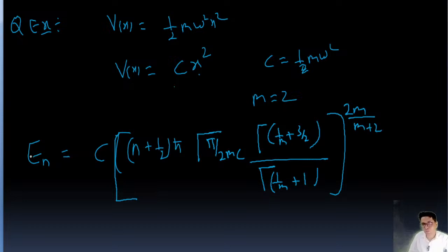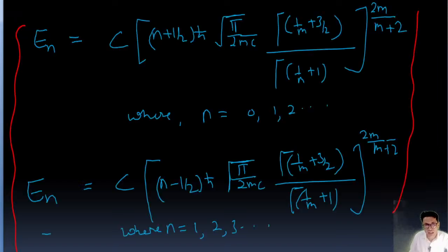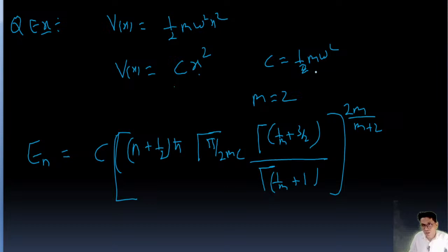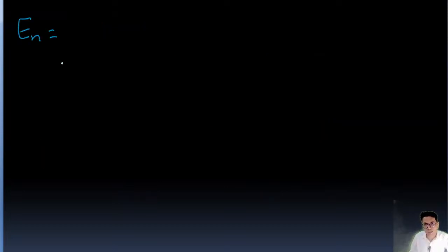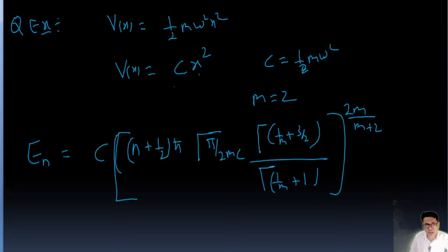Now the m value is 2. So En is going to be, and the C value we also know, C is half m omega square. This is the value of C, times (n plus half).